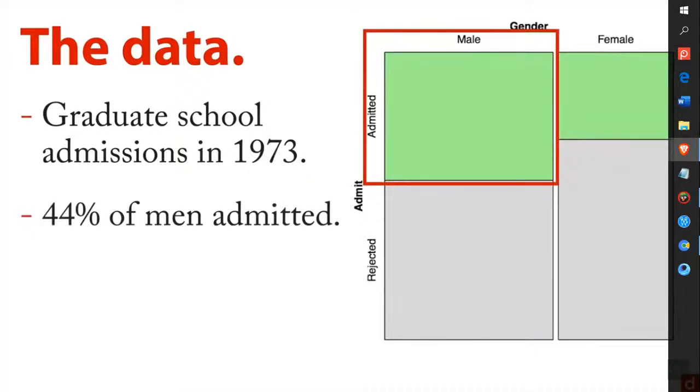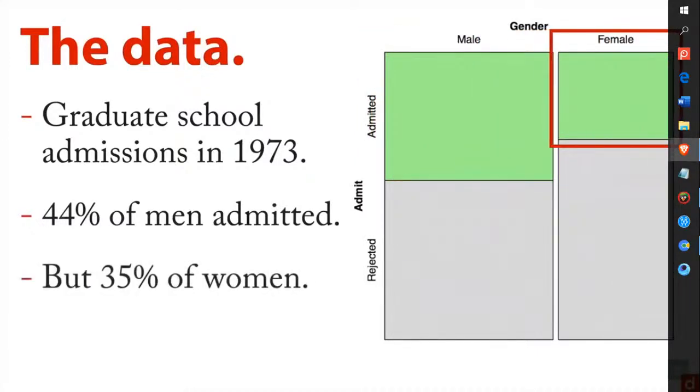That's their part in green. And that of the women, only 35% were admitted when they applied. So really, at first glance, this is bias, and it actually led to a lawsuit. It was a major issue. So what Berkeley then tried to do is find out, well, which programs are responsible for this bias. And then you got a very curious set of results.